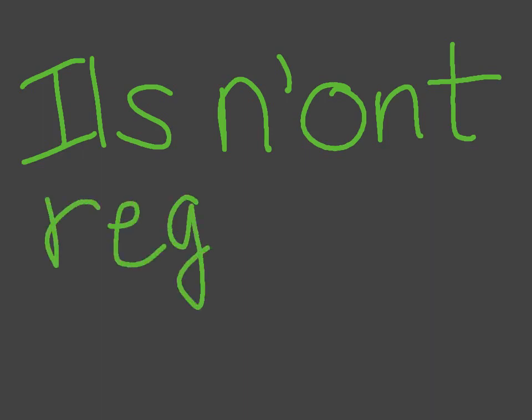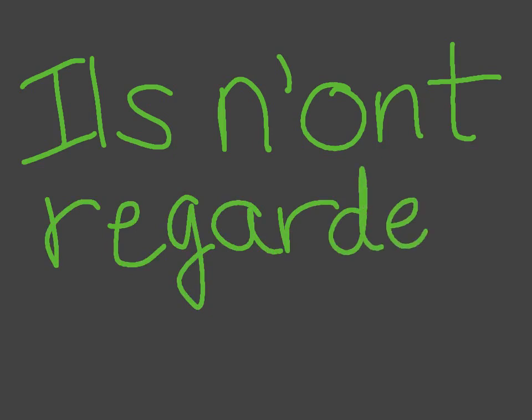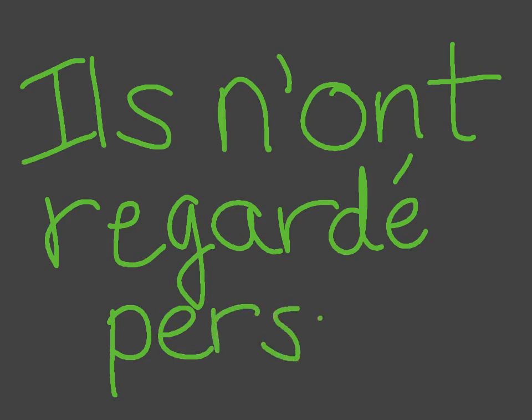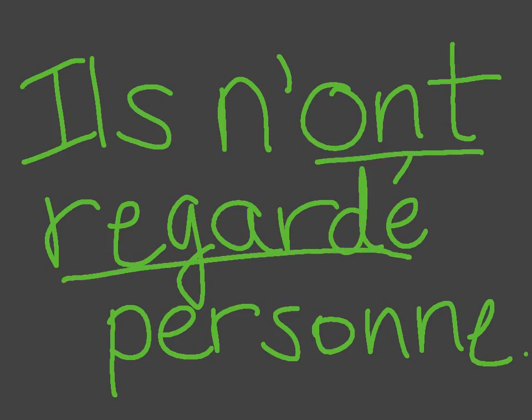So first we start off with our subject, and then what comes next? Correct. The ne. Then what comes next? The form of avoir. And then what comes after the form of avoir? Good job. You are right. It has to be the past participle. Okay? And then the pièce de résistance, personne. So ils ont regardé quelqu'un, they looked at somebody, becomes ils n'ont regardé personne. They didn't look at anybody.